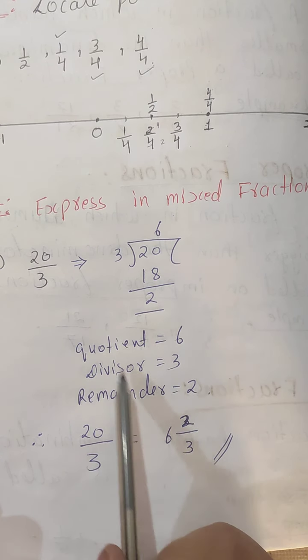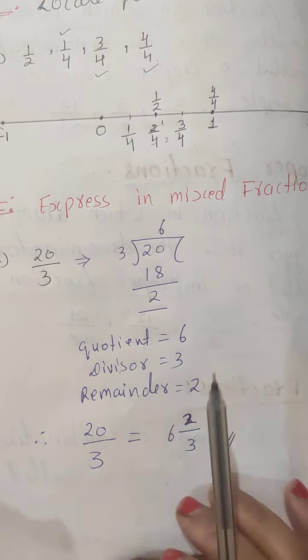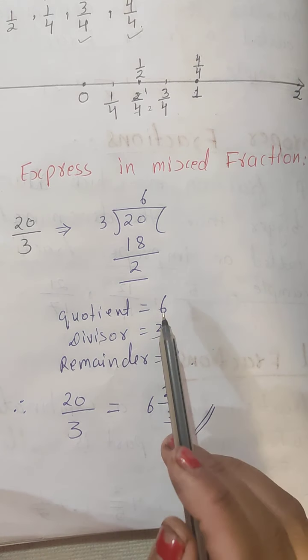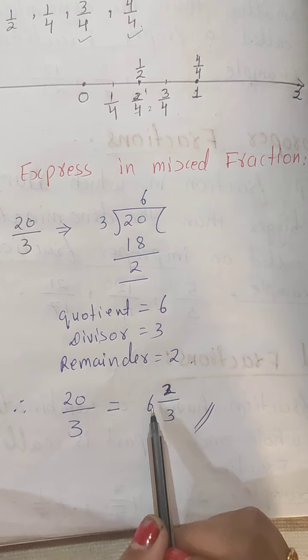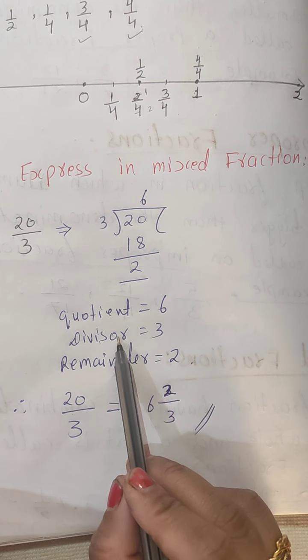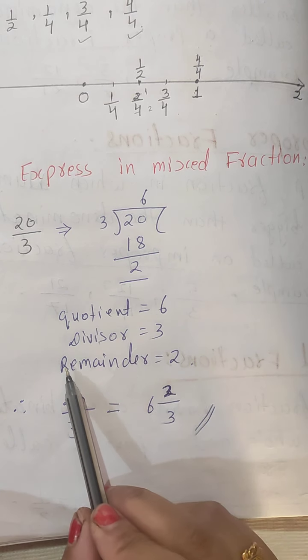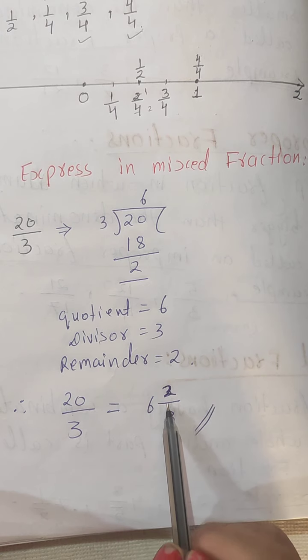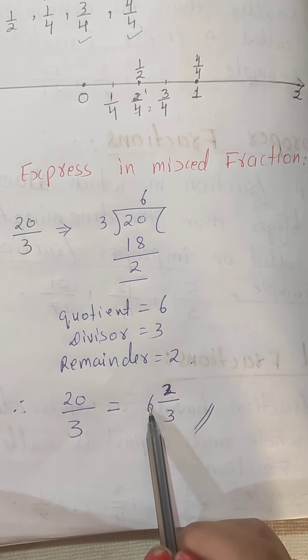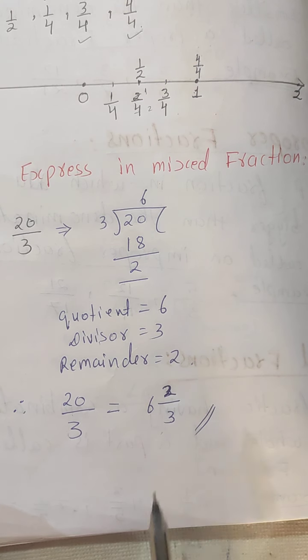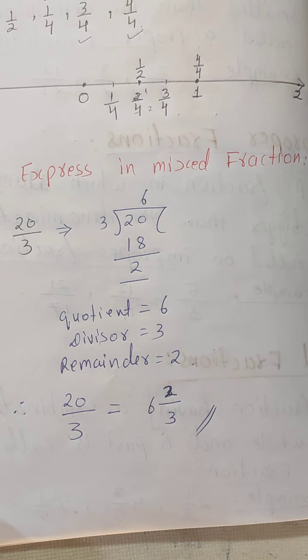So you have got all three things, and now you know how to write. Whenever you are writing an improper fraction as a mixed fraction, the quotient will come as the whole part. So 6 will come. The divisor will come in the denominator. That is fixed. The divisor will always come in the denominator, and whatever the remainder is, that will come in the numerator. So 2. So the fraction will become 6 and 2 by 3. This way you have to solve the sums.